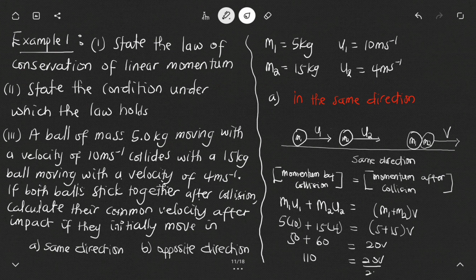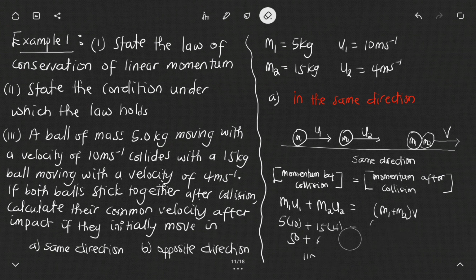If I divide both sides by 20, I'm going to have my common velocity to be 110 divided by 20. This will give me 5.5 meters per second as their common velocity, and this is if they are moving in the same direction. Now let's look at B, when they are moving in the opposite direction. When they are moving in the opposite direction, we are going to have a slight change in calculation.